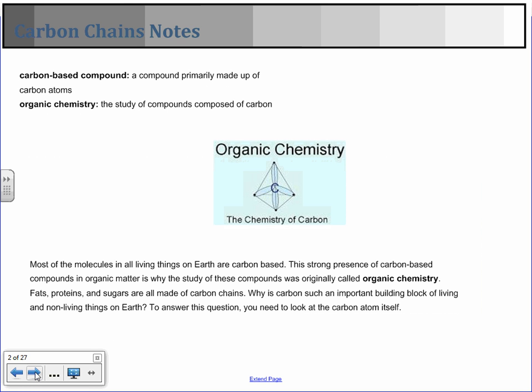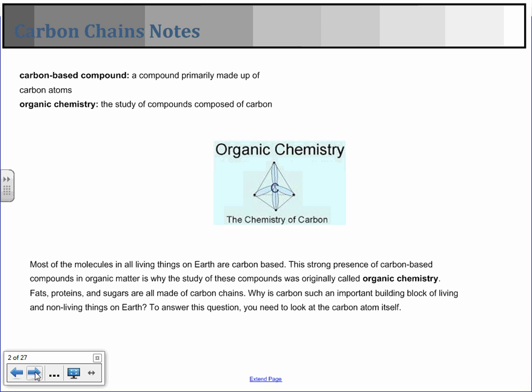So a carbon-based compound is a compound primarily made up of carbon atoms. Organic chemistry is the study of compounds composed of carbon. Most of the molecules in all living things on Earth are carbon-based. The strong presence of carbon-based compounds in organic matter is why the study of these compounds was originally called organic chemistry. Fats, proteins, and sugars are all made up of carbon chains.